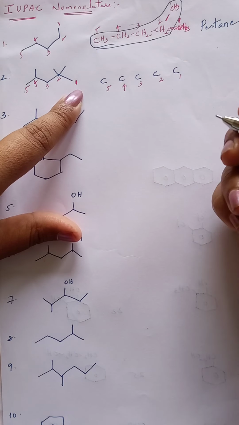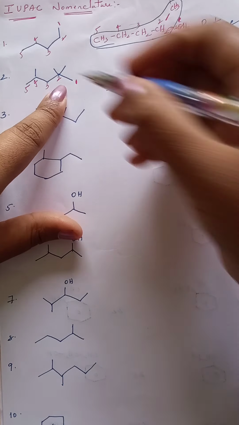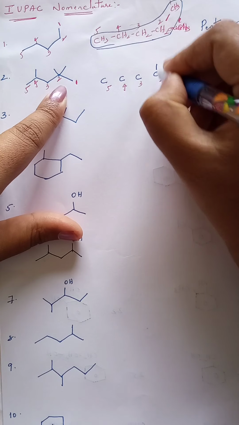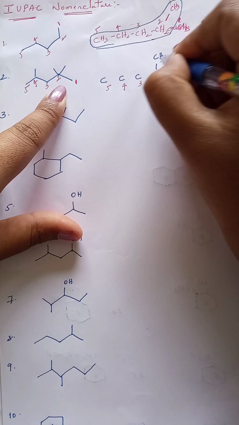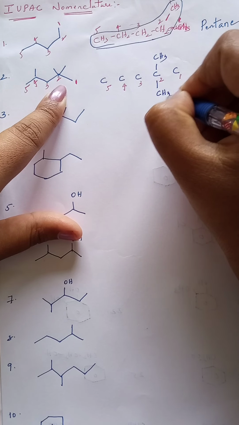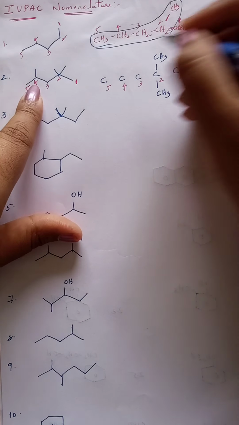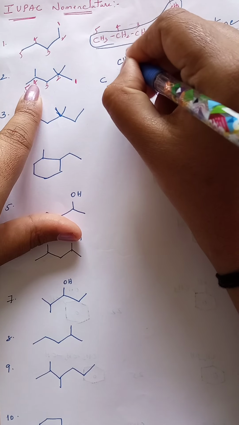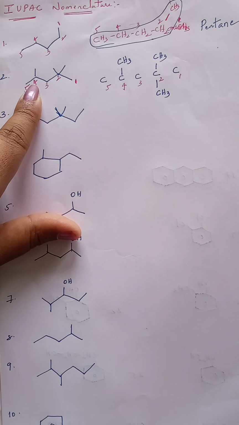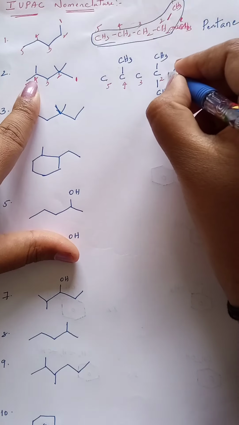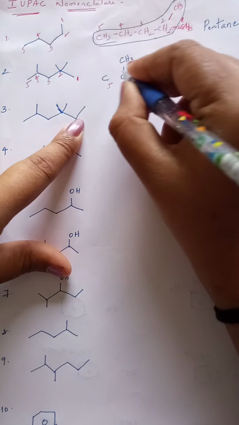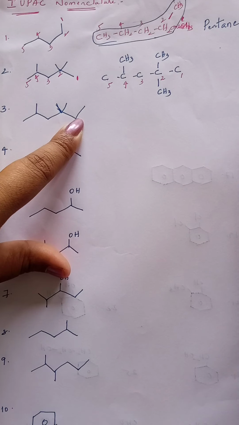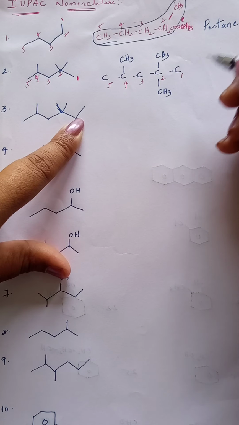Now write down the side chains present. On the second carbon, 2 side chains are present. I am writing here and here. What are those side chains? CH3 and CH3. On the fourth carbon, 1 side chain, CH3. Now balance the valency. Only single lines are there, which represent single bonds. First write single bonds between the carbons. Now see whether valency is balanced or not.